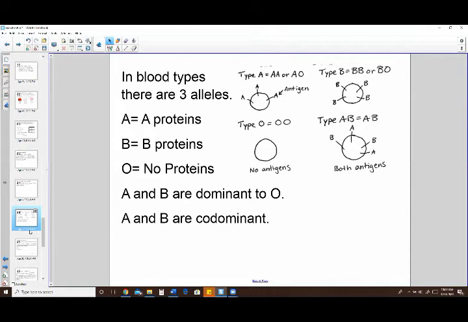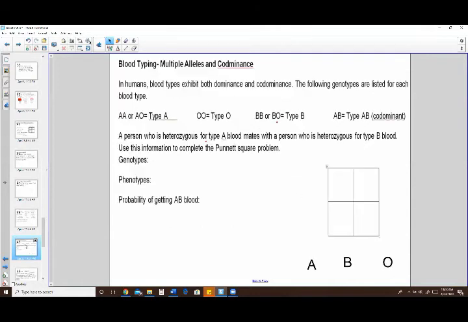Okay? So let's do a blood typing problem. In humans, blood types exhibit dominance, codominance, and multiple alleles. The following genotypes are listed for each blood type. We just went over those. A person who is heterozygous for type A blood. Okay, so heterozygous means different, and we want type A blood. So if I look at the type A blood here, the heterozygous one, the one with different genes in the combination, would be this one.